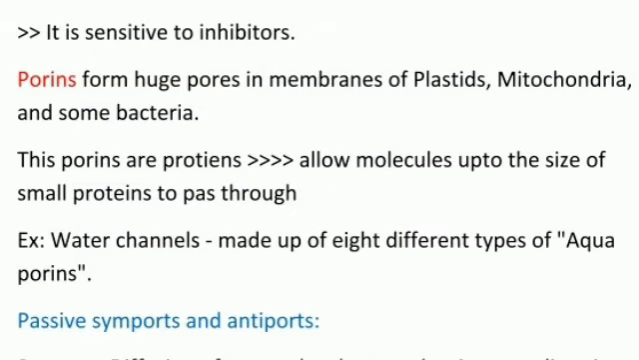So whenever we are talking about diffusion, we have to know what porins are. Porins are huge proteins that form pores in the membranes of plastids, mitochondria, or in some bacteria. These porins allow molecules up to the size of small proteins. Example, the water channel. This water channel is made up of 8 different types of aquaporins.